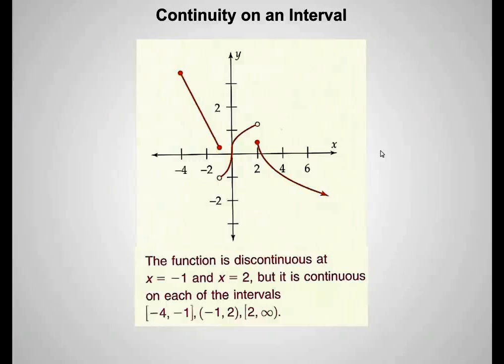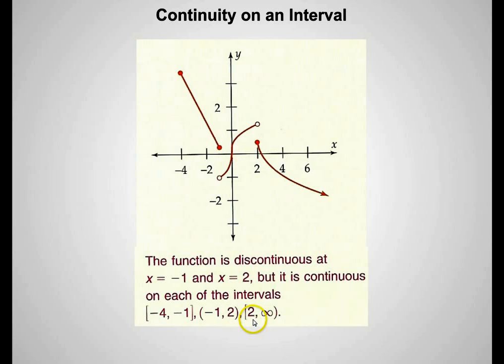Now if we look at these intervals, remember our interval notation: these brackets represent closed intervals. So from -4 all the way to -1, it is continuous, because at these endpoints there is no big gap. And then from -1 to 2, open interval, it's continuous.